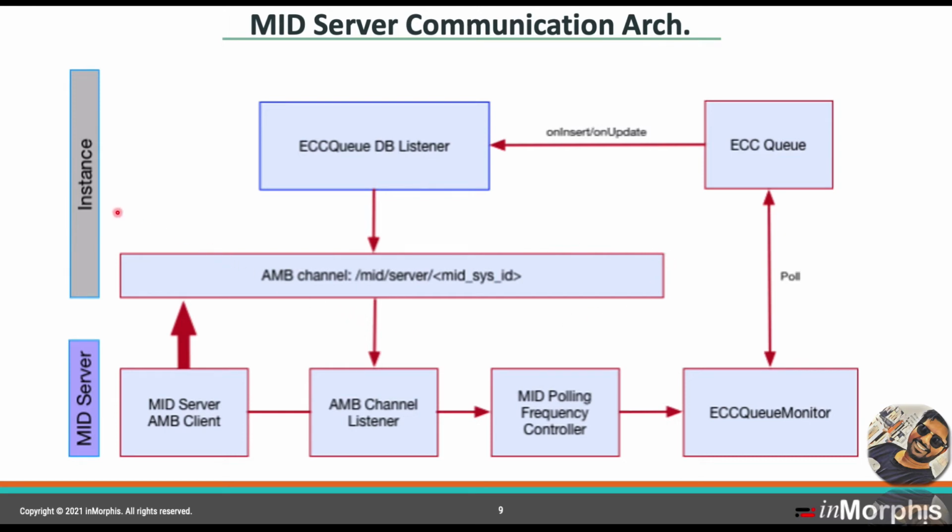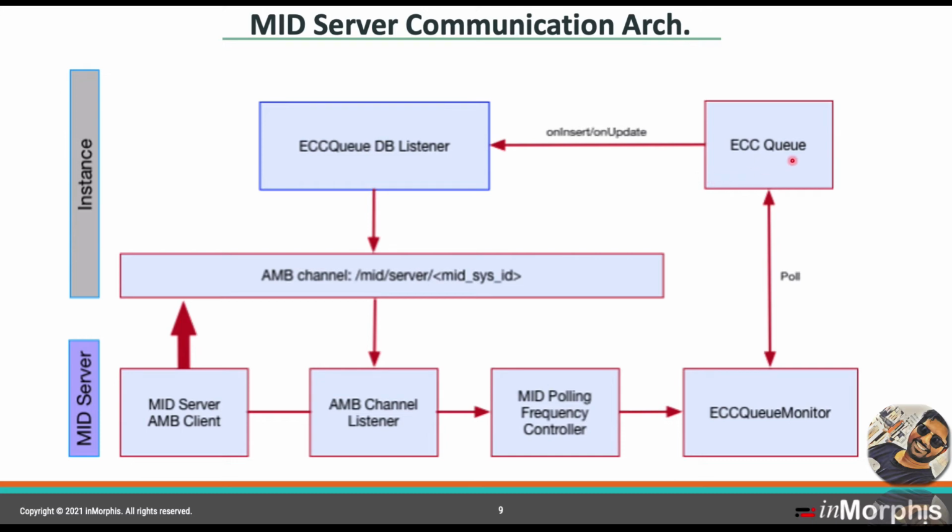Now, it is my instance, it is my mid server. In a legacy way, we have an ECC queue monitor which keeps polling the ECC queue every 5 or 6 seconds, to check if there is any job for me. But in a real-time scenario, when you have jobs up and running, this legacy way will hinder the performance, because every time you will wait for 5 or 6 seconds and then you will get your job done.